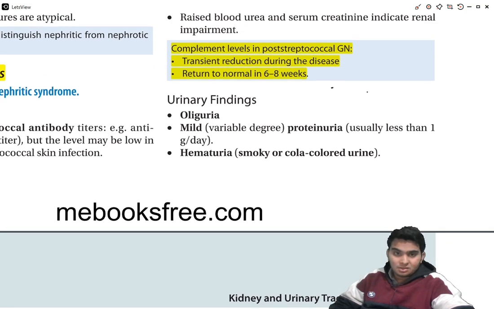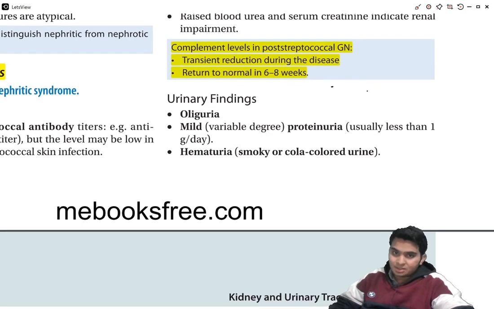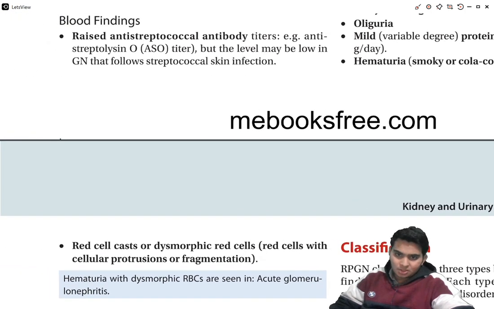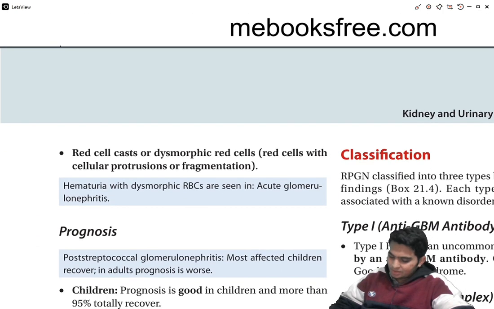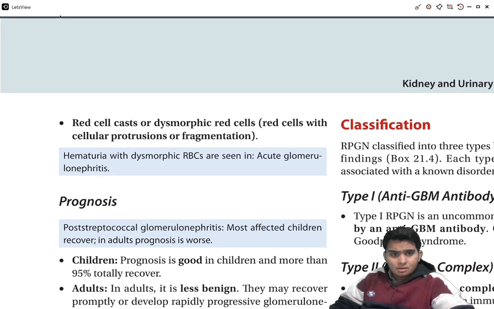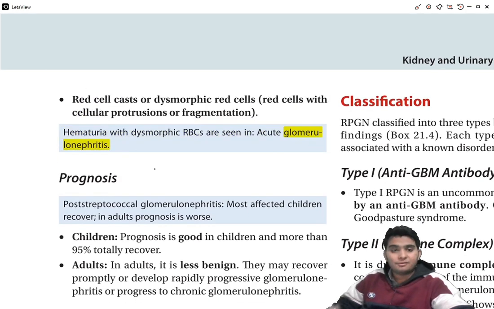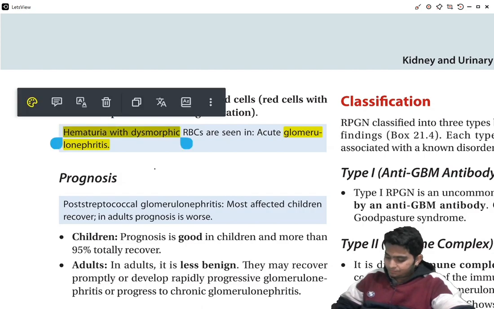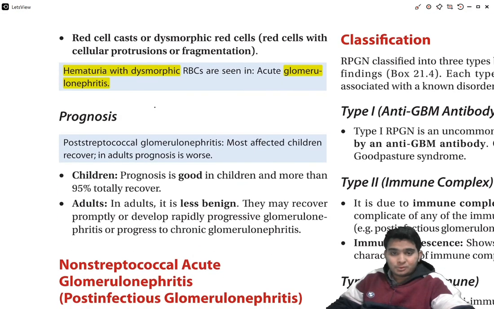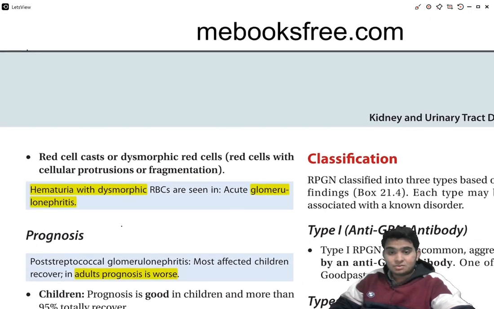Urinary findings include oliguria, mild proteinuria, and hematuria, or cola-colored urine, which we have already seen, and red cell casts or dysmorphic red cells. Hematuria with dysmorphic RBCs is seen in acute glomerulonephritis. Now for prognosis, most affected children recover; in adults, prognosis is worse. So this is all about acute post-streptococcal glomerulonephritis.